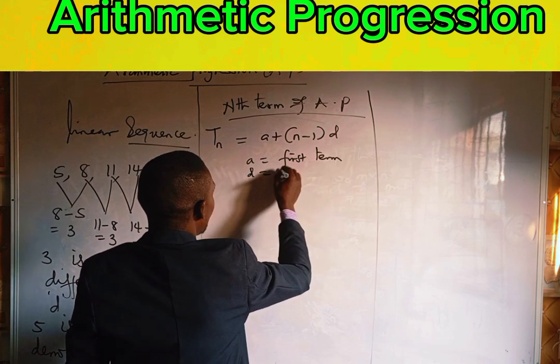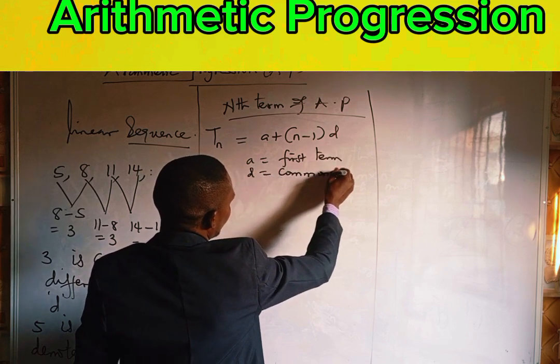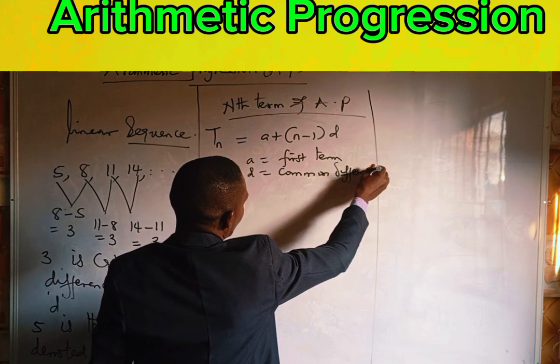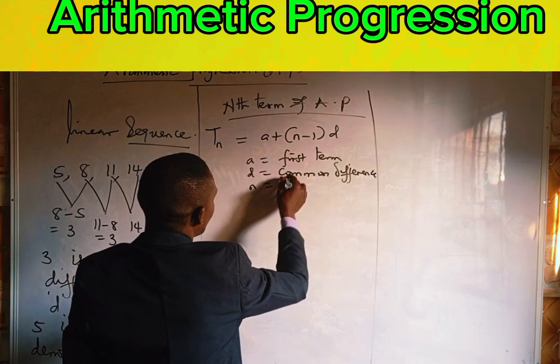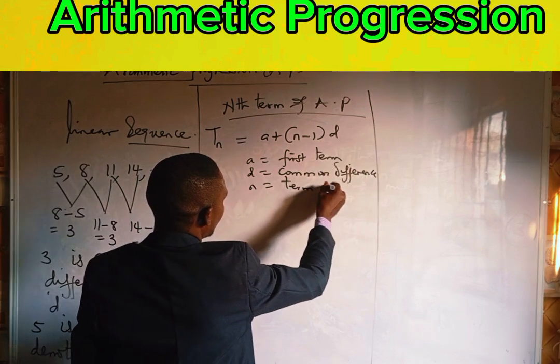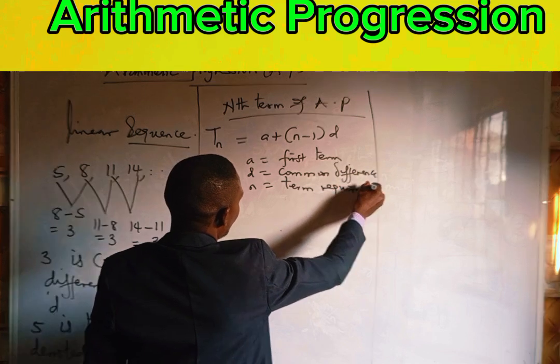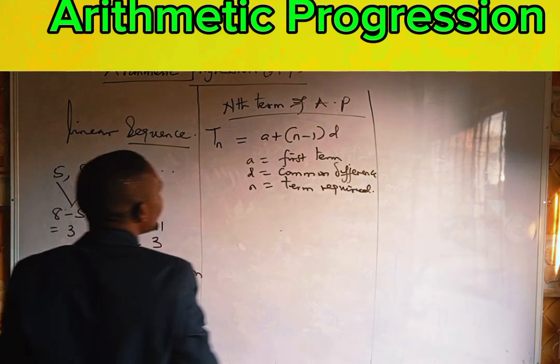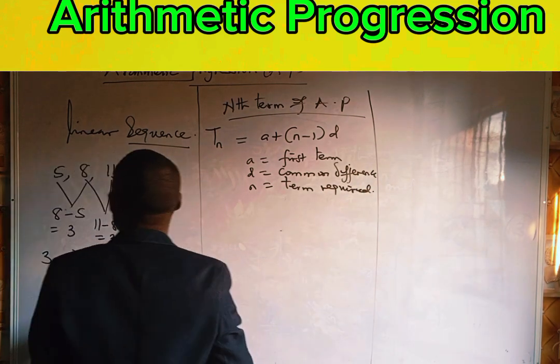And D is what? Common difference. N is what? Term required, or term to be found. Good. Now let me do something now.